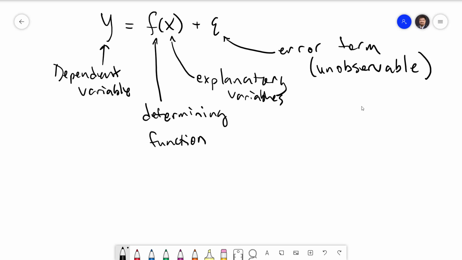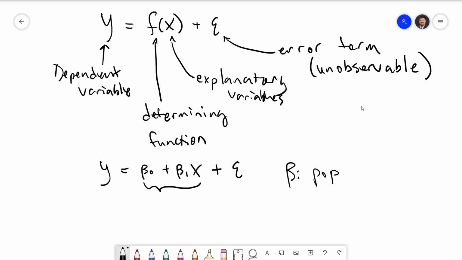Moving forward, we are going to assume a linear form for our determining function, which means it's going to look something like this. Y equals beta naught plus beta 1 x plus epsilon. Just looking at our determining function part here, this is a linear relationship. The betas in this equation are constants. They're just numbers. The betas are what we call population parameters. These are unknown numbers that describe the relationship between x and y.